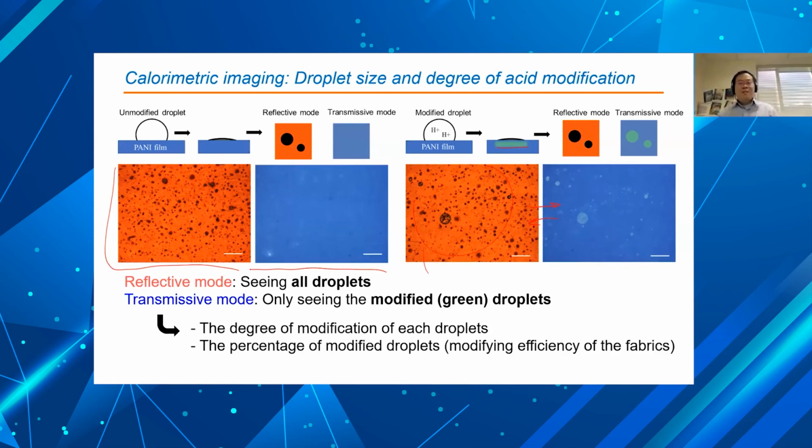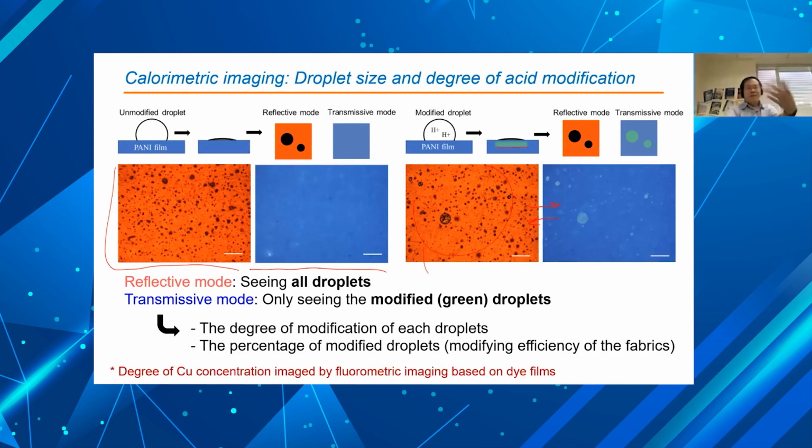So by combining these two, and through a long story of an image processing algorithm that another MS student, Yihan Liu, developed, together with Haiyue, we were able to quantify the degree of acid modification for each individual droplet. And you can now also do statistics for the percentage of modified droplets. So to make a long story short, here is the result.